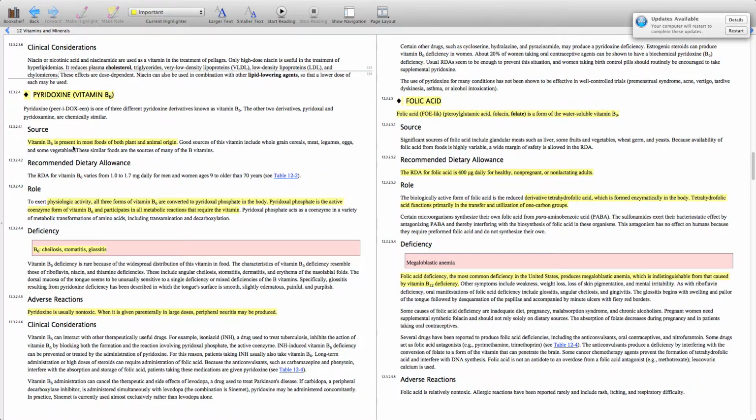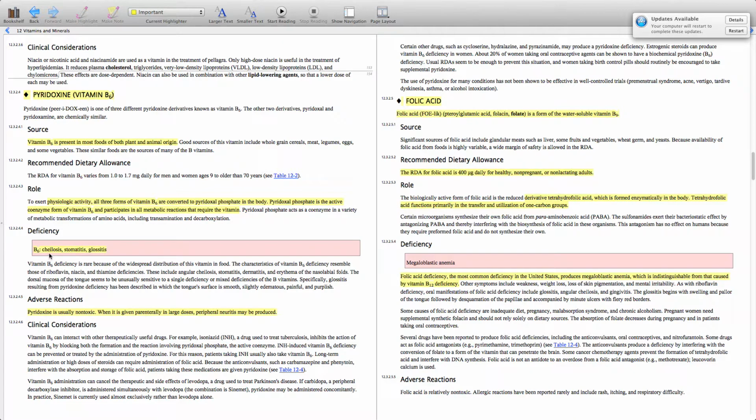Vitamin B6 is present in most foods of both plant and animal origin. The RDA ranges from 1 to 1.7 milligrams daily for men and women, ages 9 to older than 70 years. In physiologic activities, all 3 forms of vitamin B6 are converted to pyridoxal phosphate in the body. Pyridoxal phosphate is the active coenzyme form of vitamin B6 and participates in all metabolic reactions that require the vitamin. I think that's probably going to be a question.